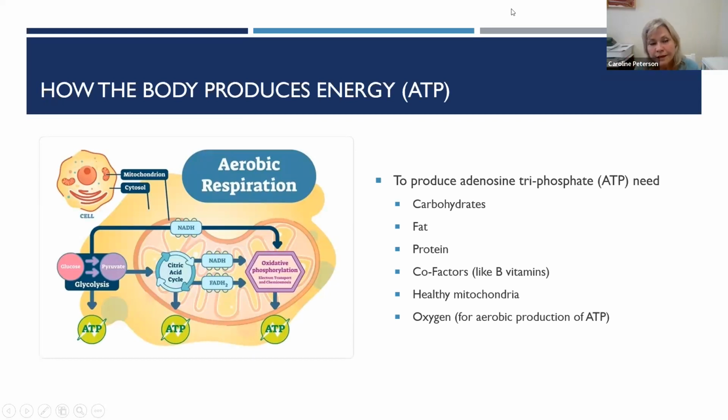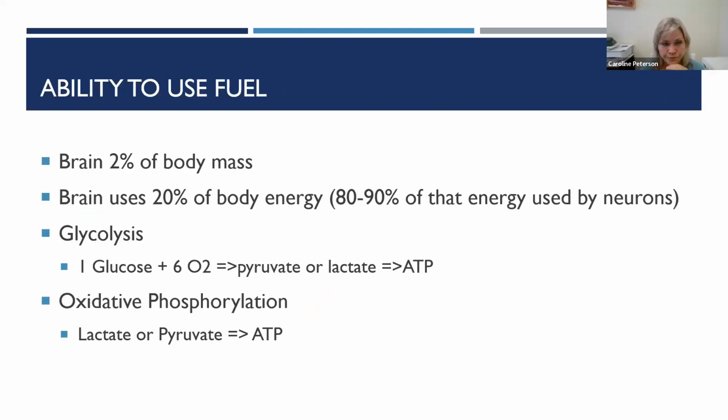So now we want to talk about how the body has to be able to produce energy, right? And so the aerobic respiration, so using oxygen, we produce ATP in the mitochondria. We need carbohydrates, fat, protein, B vitamins in order to produce that energy. And then the body has to be able to use it. So the energy has to go to the right place. The cell has to be able to take it in.